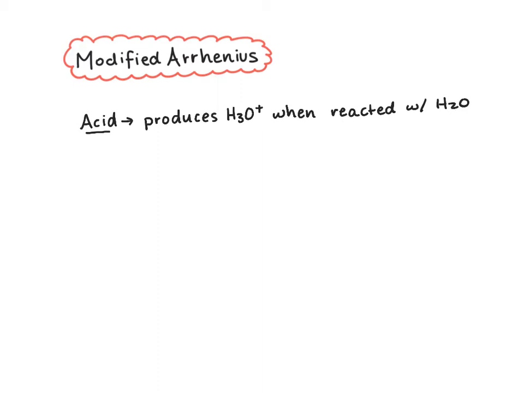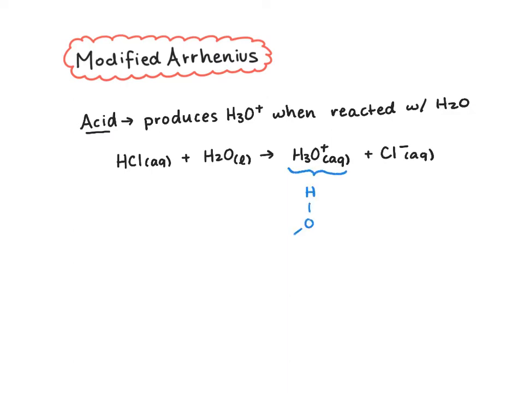An example of an acid would be something like hydrochloric acid. When this substance reacts with water, it produces hydronium, H3O+, and chloride, Cl-. Hydronium is basically a water molecule with an extra hydrogen. So it has 3 hydrogens, a lone pair, and an overall charge of +1. So it is what forms, and that is our definition.